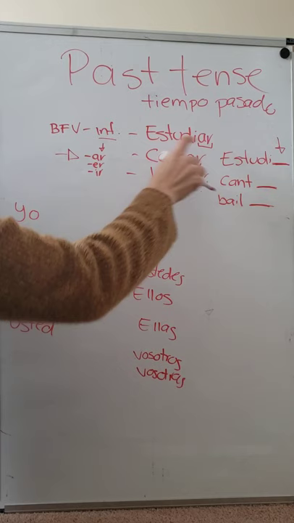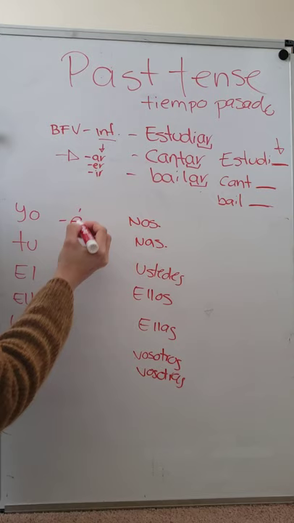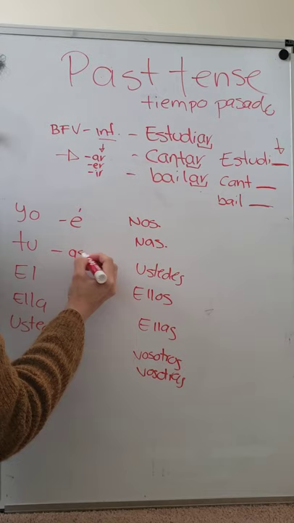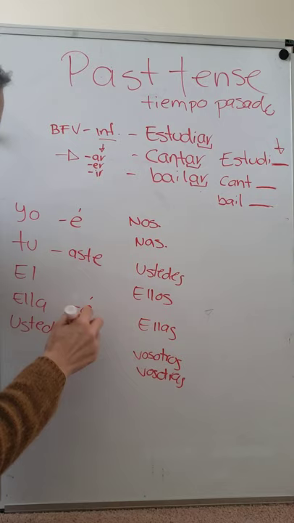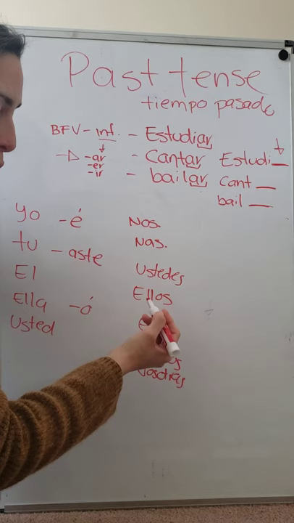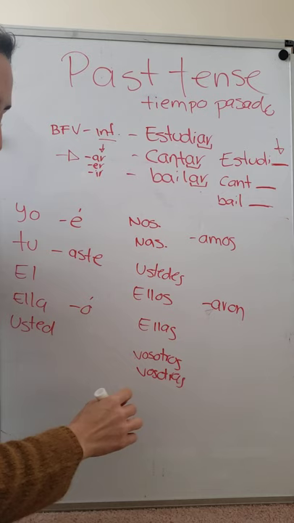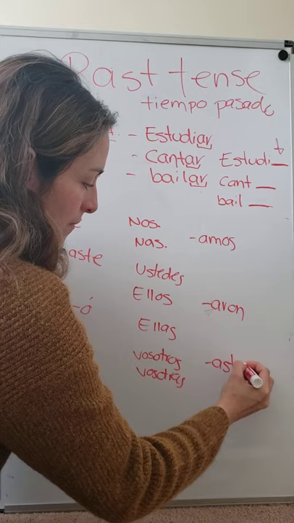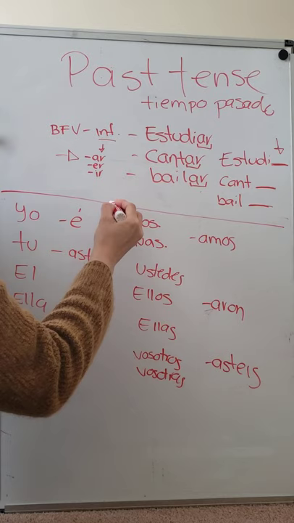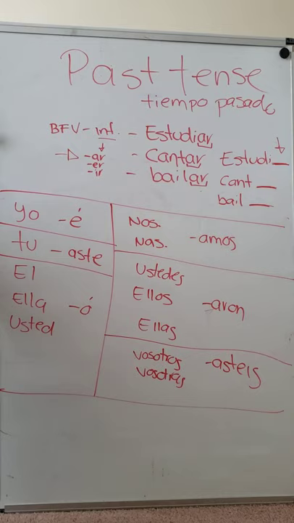So, for yo, the new ending is é with this accent mark. Okay, tú is aste, él, ella, usted is ó with this accent mark. We need this little thing because that indicates the emphasis on this letter. Nosotros, nosotras, amos. Ustedes, ellos, ellas, aron. Vosotros, vosotras, asteis. ¿Ok? Muy bien. Ponemos esto así. ¿Ok? Muy bien. Let's see.